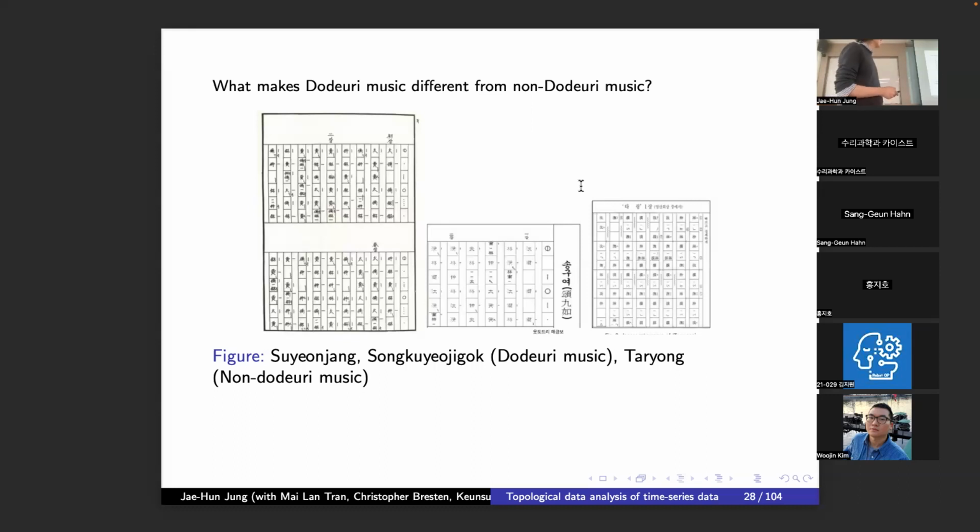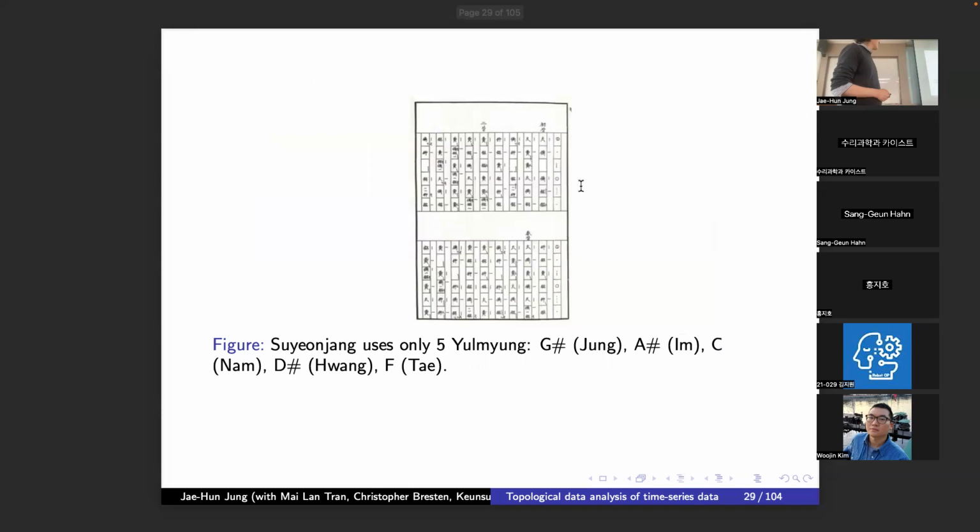Okay. So in that case, again, as I said in the introduction, finding the embedding space is really important. For the music, what is the embedding space in this case? What do we do? How do we find the S? Okay, so 수연장 uses only 5 units. It's really simple: G sharp, A sharp, D sharp, and F. They just use 5 units with different octaves and different durations. Okay, so they use this one.